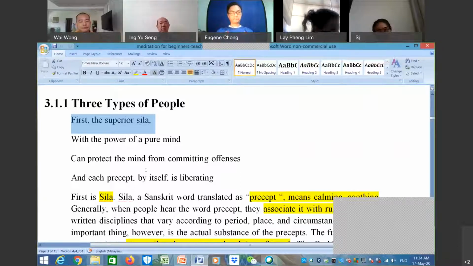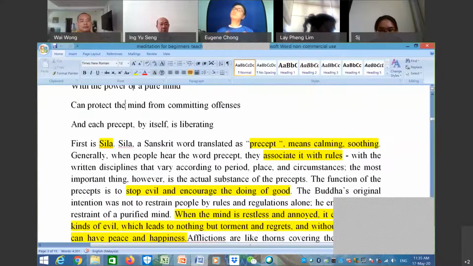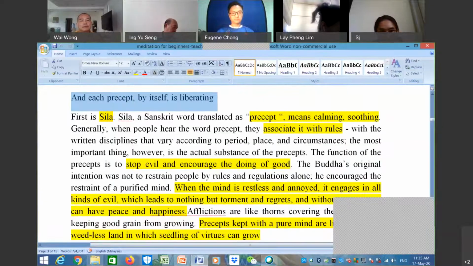The three types of people. First, the superior sila, with the power of a pure mind, can protect the mind from committing offenses. And each set by itself is liberty.